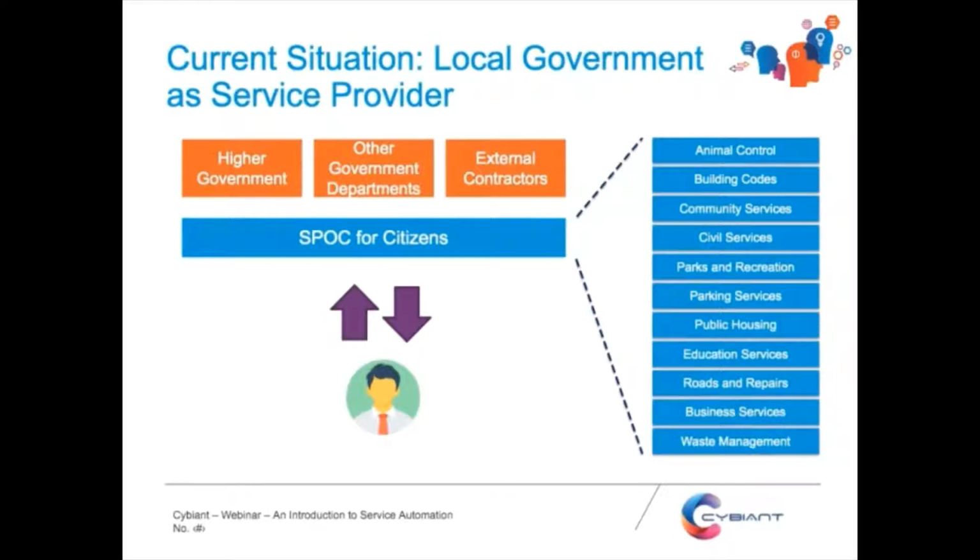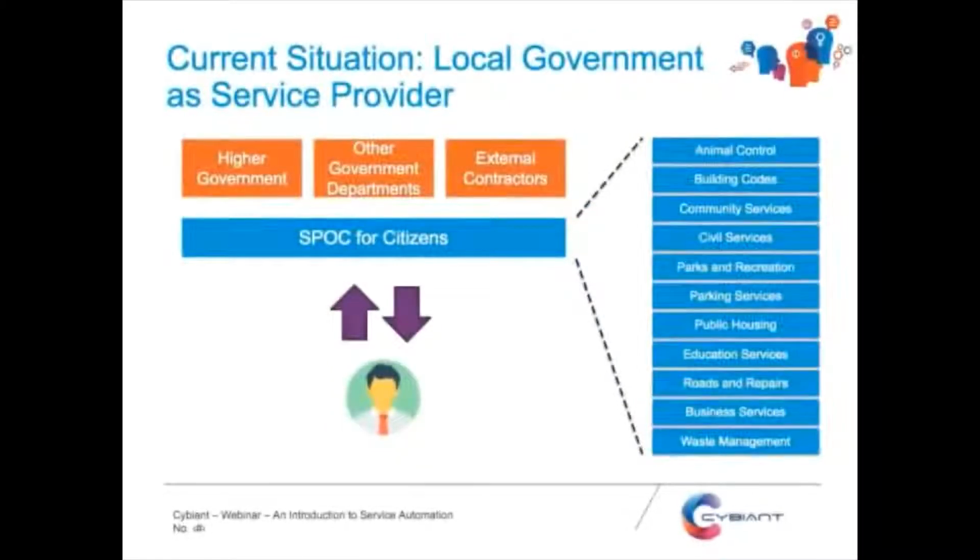The number of services here is not so much important. It just shows that there are different types of categories that citizens will request. What citizens won't like is that if they need to go to a different government department every single time they need to request a service. So for citizens, it is very, very important that there is a single point of contact every time they would like to get something from the government. So that's the current situation.